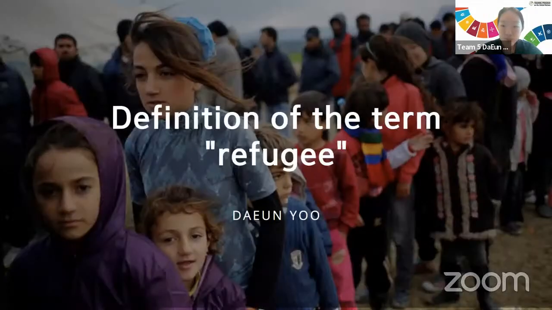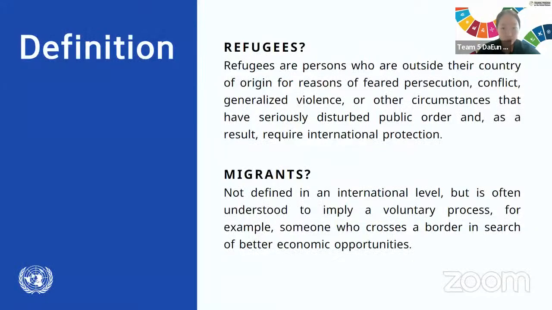So to begin with, it will be impossible to talk about refugees without knowing what refugees are. Some simply understand refugees as people who are in danger and want to leave where they live. The definition itself that I just gave is not wrong, but we have to be more accurate. So, what are refugees? Refugees are persons who are outside of their country of origin for reasons of feared persecution, conflict, generalized violence, or other circumstances that have seriously disturbed public order and, as a result, require international protection.